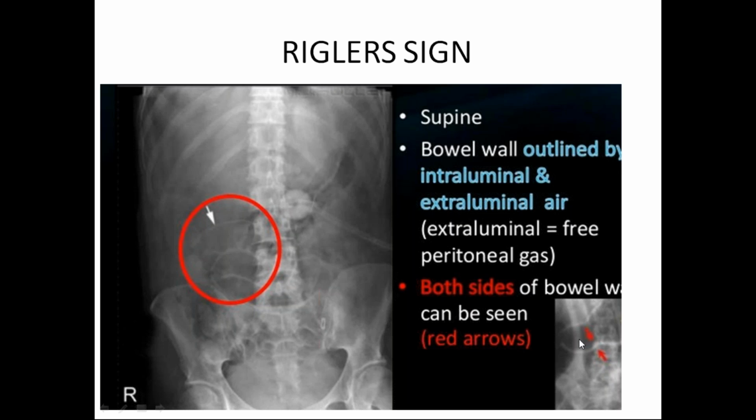See, we can see this is the intraluminal layer and the extraluminal layer, which is enabling us to visualize both the layers of the bowel. This is a Rigler sign. This we see commonly in the supine film.